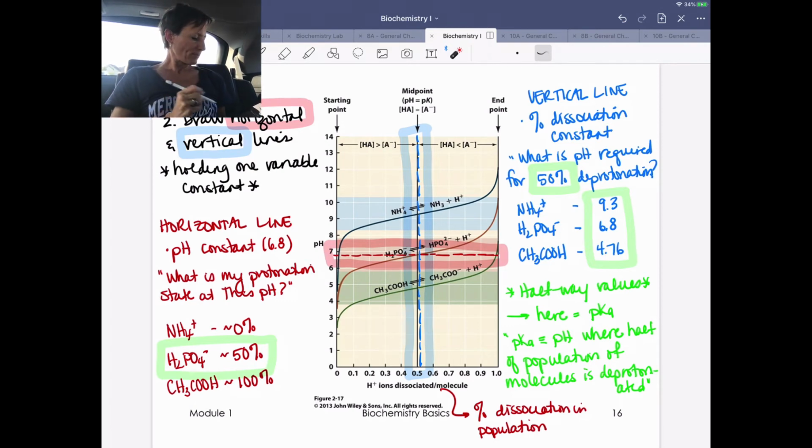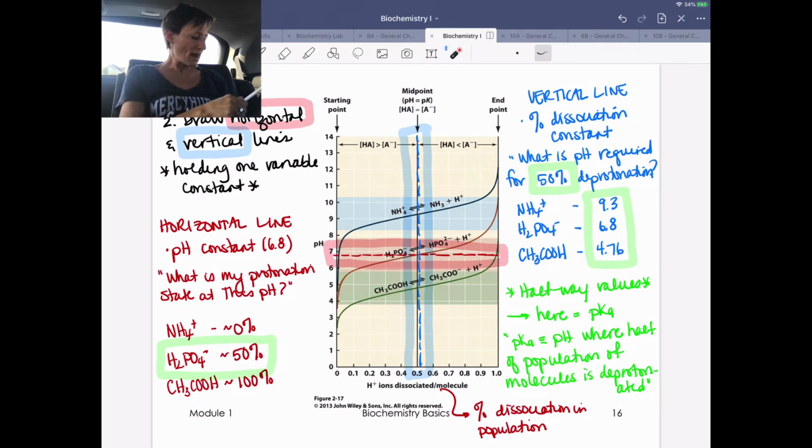at this pH? So again, we've got 3 species. We've got NH4+, H2PO4-, and then CH3COOH, acetic acid. So as I draw my line across, I intersect first my NH4+ line at pretty much 0%. I come across here and I intersect at 50% on my brown line there. Red, I don't know if that's brown or red. And then I go all the way across here and I intersect my green line at close to 100%. Okay, so that's the information we get from holding a horizontal line.